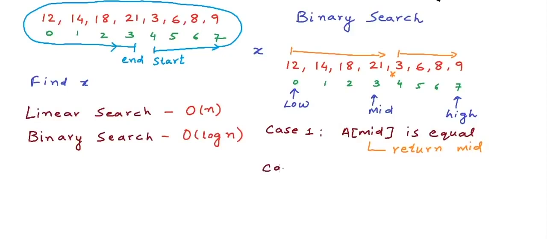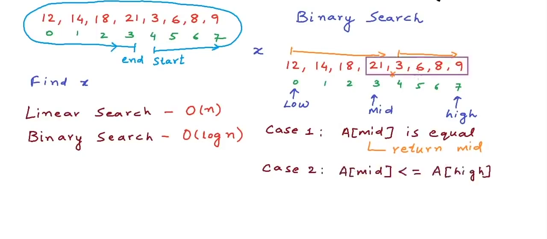So our case 2 will be if a[mid] is less than or equal to a[high]. Basically we are looking at this particular part of the array. We include the mid element and look for the segment extending till the highest element. If this condition is true, then this whole segment is sorted. In this example, this segment is not sorted, but if the right segment was sorted, there would be two conditions.